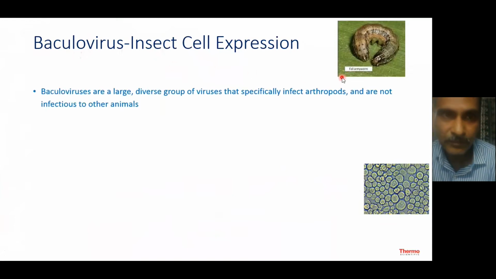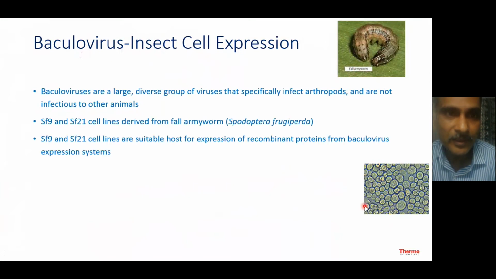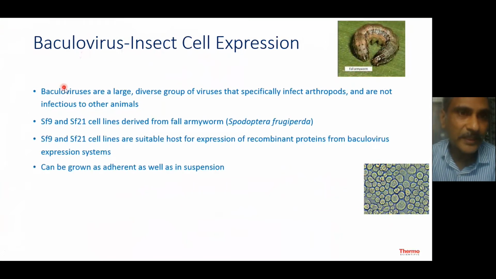So mainly we use cells derived from the fall armyworm, and these cells are used as a system. Let me tell you in detail what these cells are. Baculoviruses are a large, diverse group of viruses that specifically infect arthropods, that's insects, and are not infectious to other animals. These are the two popular cell lines derived from the insect fall armyworm, which are Sf9 and Sf21, and the scientific name is Spodoptera frugiperda, so S and F come from here.